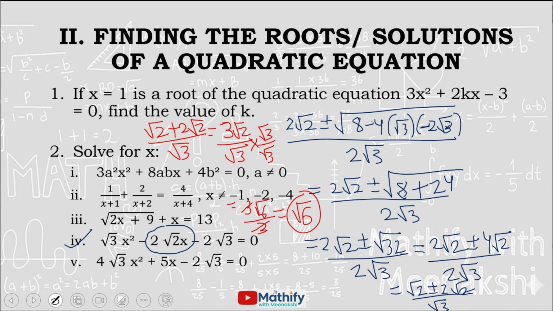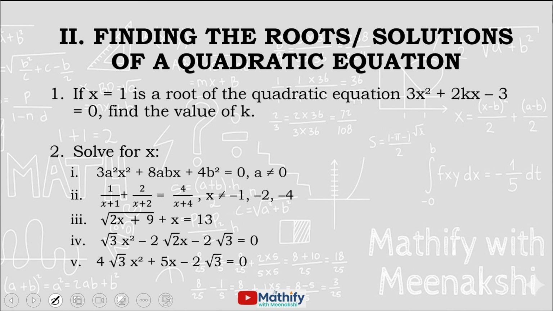Let's find the second value. For the second value you have to put the minus sign. What is root 2 minus 2 root 2? That is minus root 2, and in the denominator it's root 3. Again you will do rationalization. You will multiply by root 3. So what will you get? You will get minus root 6 by 3. So the answers are root 6 and minus root 6 by 3.